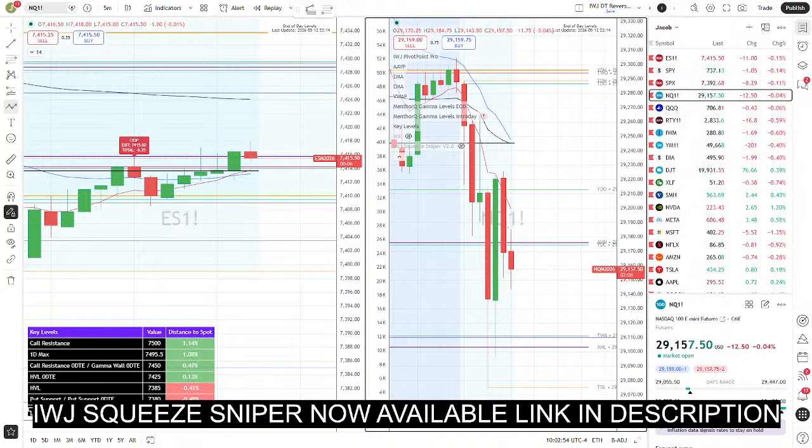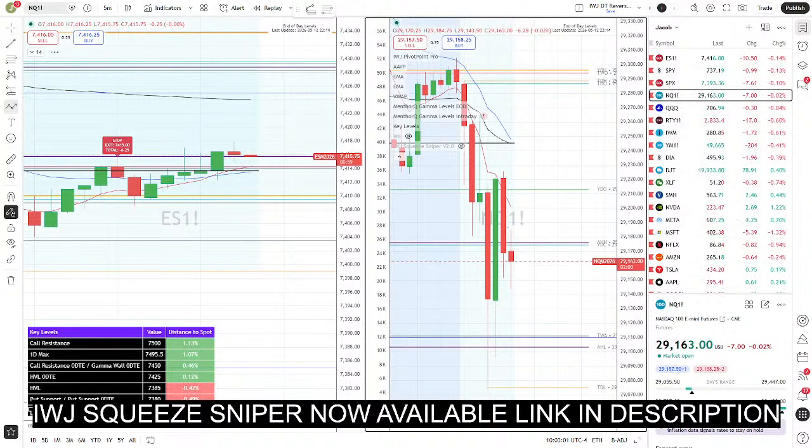In theory, the ES should be targeting at least 74.22. And then after that, we'll see if they get through that. If they get through that, then 74.28, then 74.35, and then 74.50.